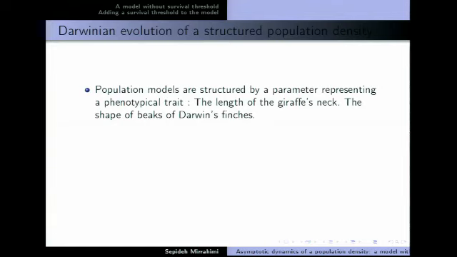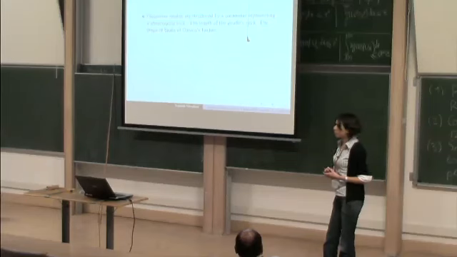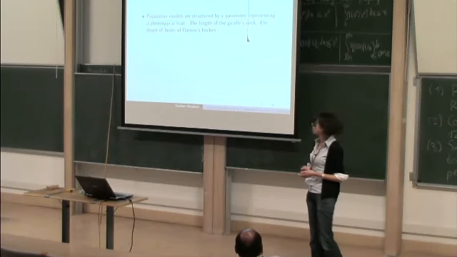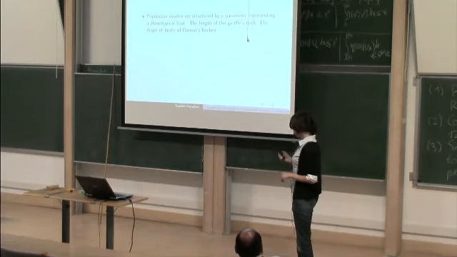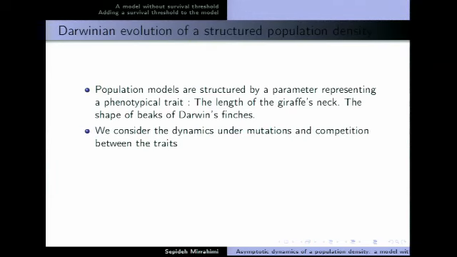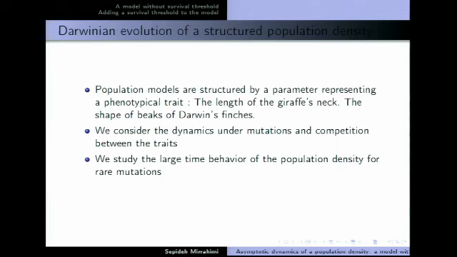Well, we studied the Darwinian evolution of a structured population where every individual is characterized by a parameter representing a phenotypical trait. The phenotypical trait could be, for example, the length of the giraffe's neck or the shape of beaks of Darwin's finches. We consider the dynamics under selection, mutations, and competition between the traits, and we consider only rare or small mutations.